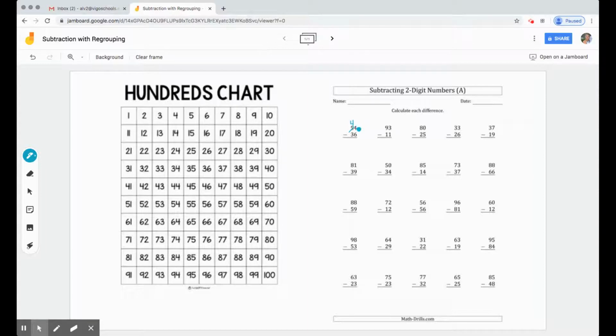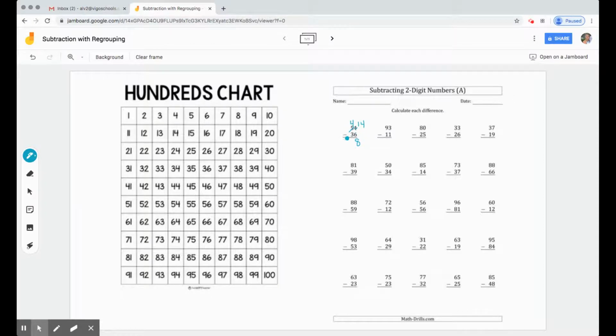And then my 4 in my ones place is going to become 14 because I carried that 10 over after borrowing from the 5. So 14 minus 6. If I were using my hundredths chart, I would start at the 14 and count back 6 hops. So count with me. 1, 2, 3, 4, 5, 6. I landed on 8. So 14 minus 6 equals 8.